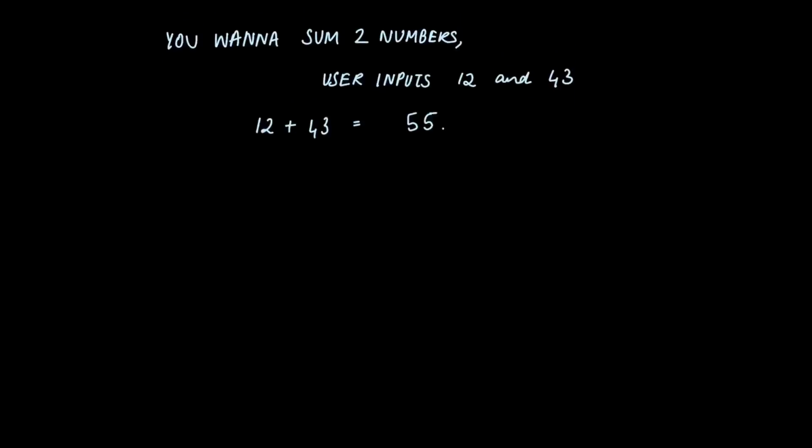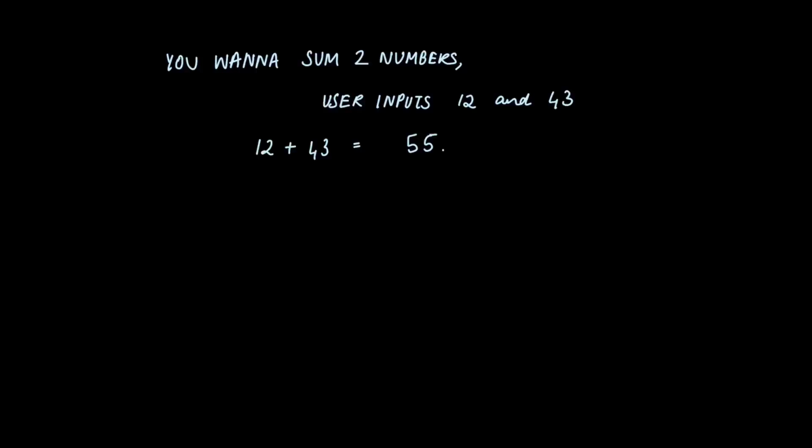Suppose you want to add two numbers and the user inputs, say, 12 and 43, and the programmer adds it to give a total of 55. But this method only works when the programmer exactly knows which two numbers the user is going to input. The two numbers he guesses should be exactly the same. Seems like a magic trick, isn't it? But it's not at all.